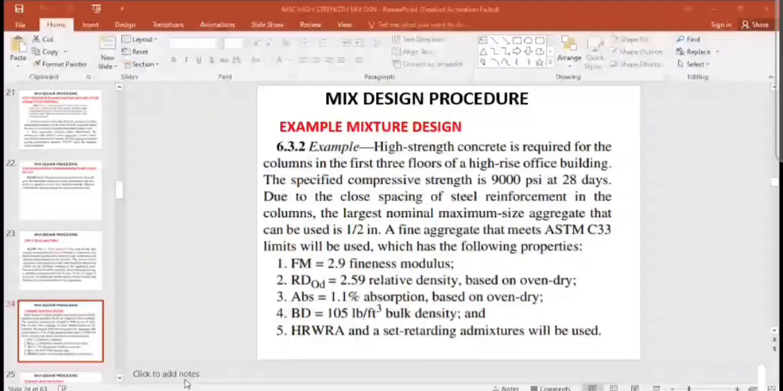Now we are asked to design a mix of high strength concrete required for the columns in the first 3 floors of a high-rise office building. The required specified strength is 9,000 psi at 28 days. The nominal maximum size of aggregate is ½ inch. It is also given to us. The properties of the fine aggregate are also given to us. A high range water reducing admixture and a set retarding admixture will be used. So they have given us the values.